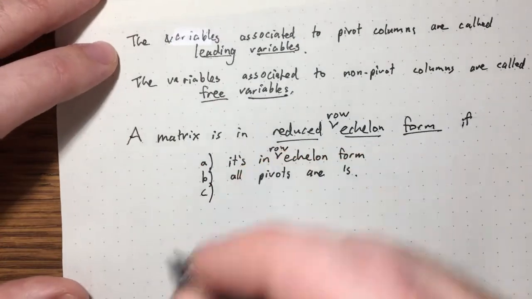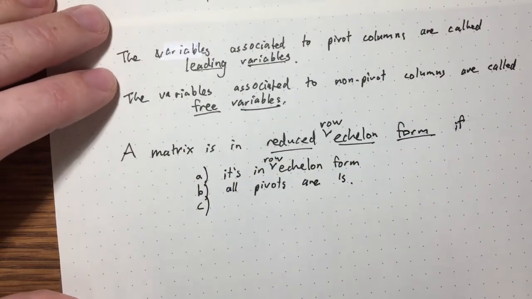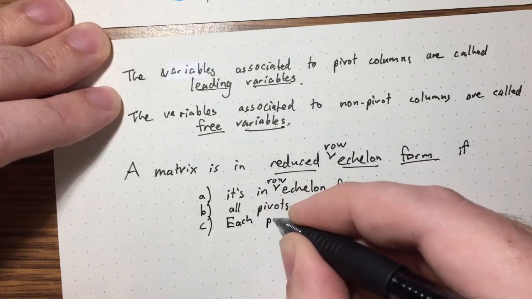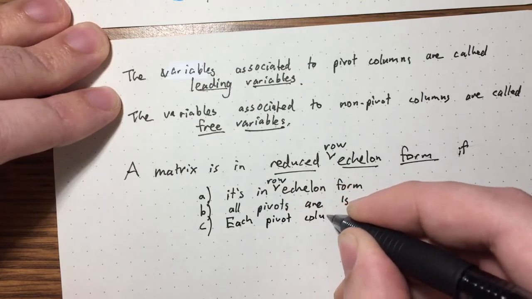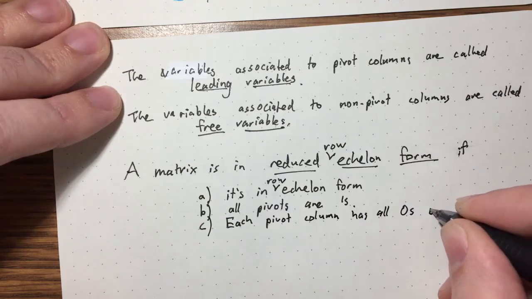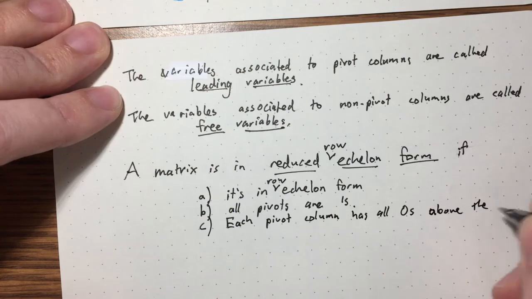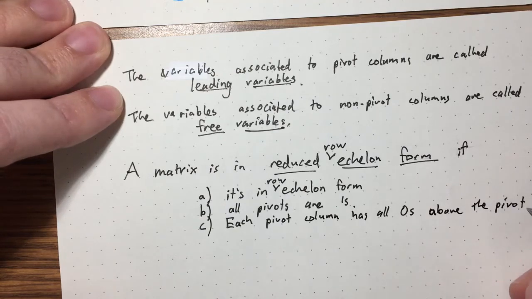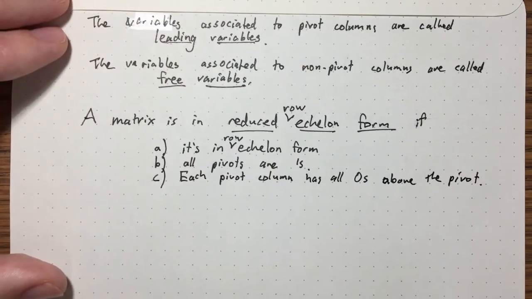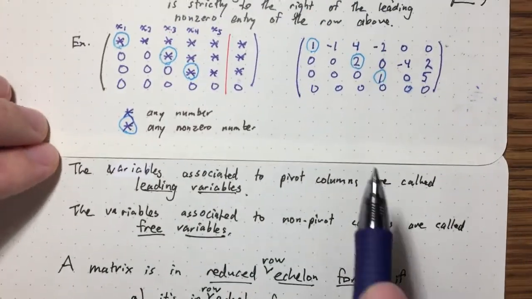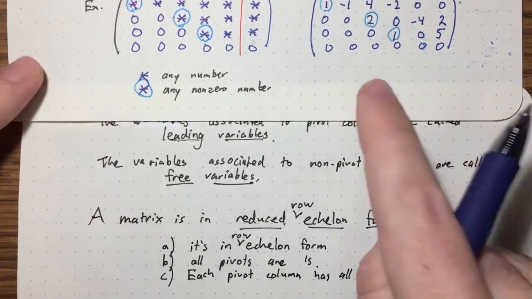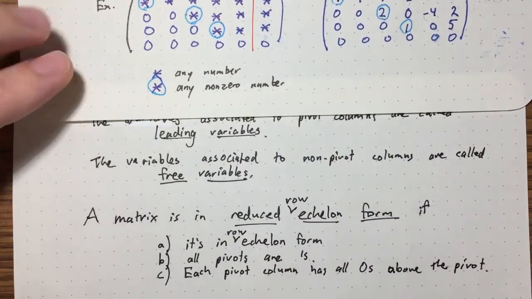But what if we specify that each pivot column has all zeros above the pivot? Okay, and it turns out it's pretty amazing. If you assert these 3 things, then the reduced row echelon form is unique. So any matrix you have, you can write down a unique reduced row echelon form. Okay.